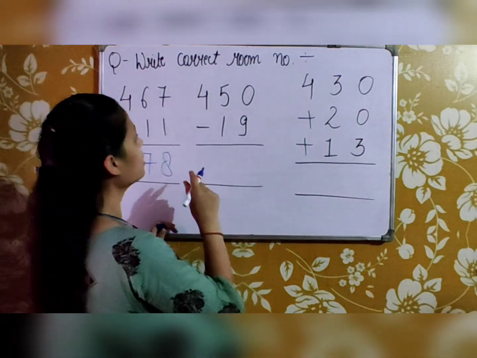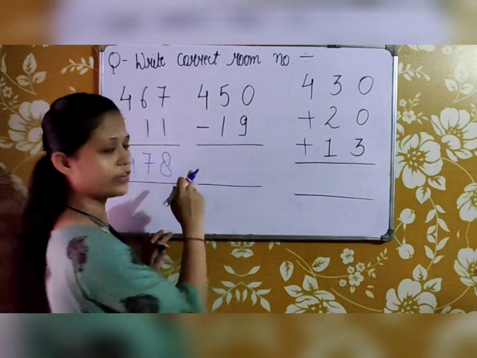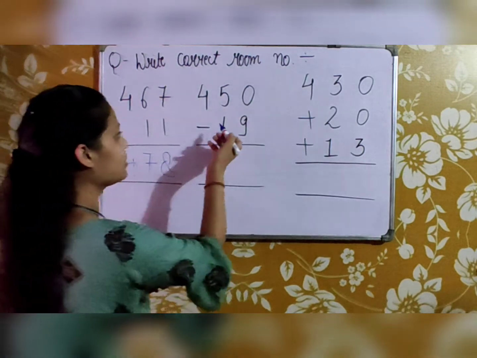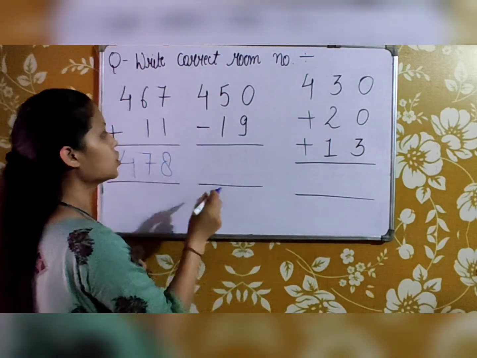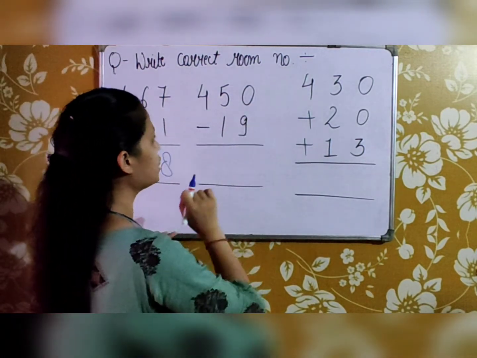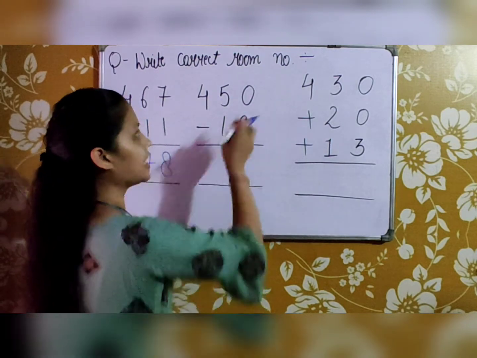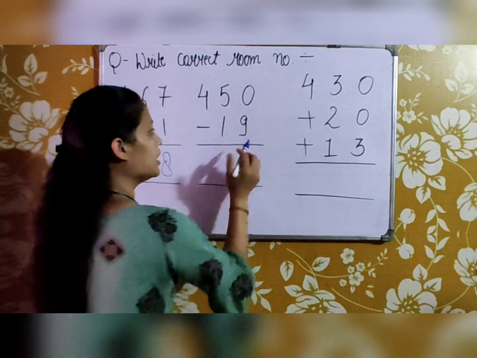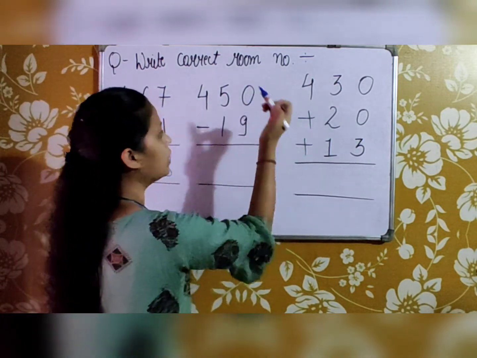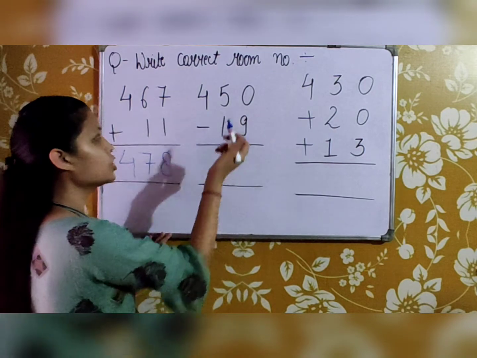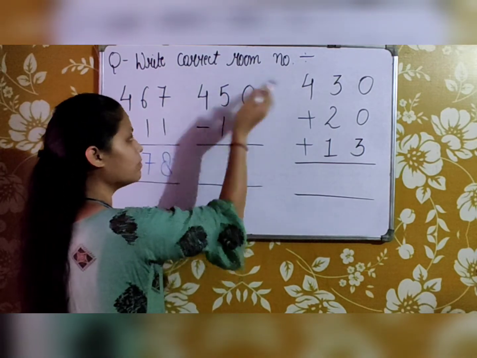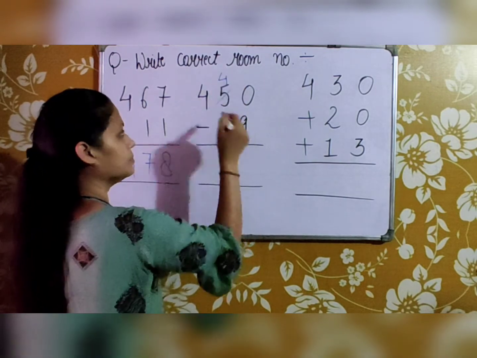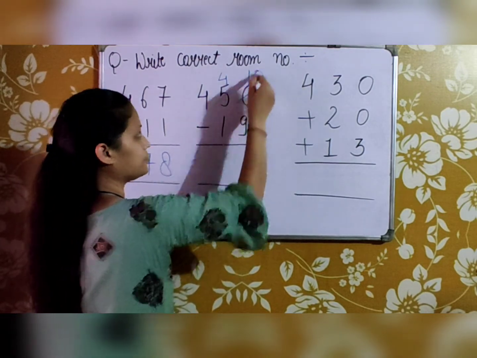Now next we have to subtract: 450 minus 19. Let's see the ones place first. 0 minus 9. Can you subtract 9 from 0? No, we can't. Why? Because 0 is a smaller number and 9 is a bigger number. So what will we do? We will borrow 1 from 5. So 5 will become 4 and the 0 will become 10.